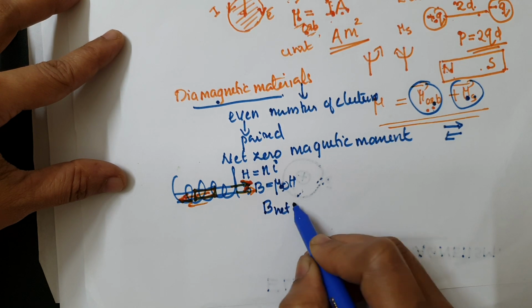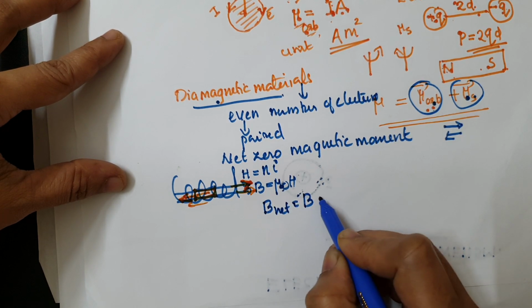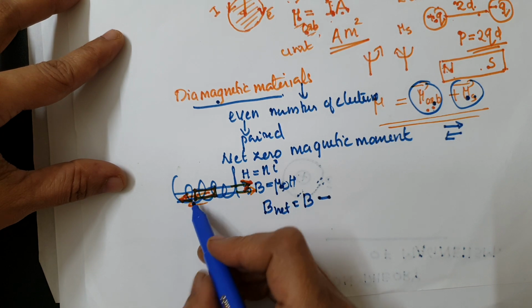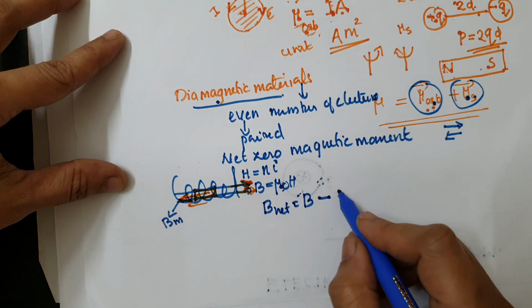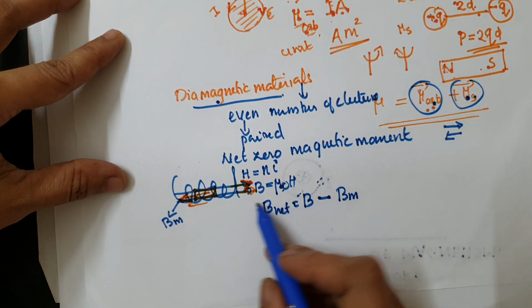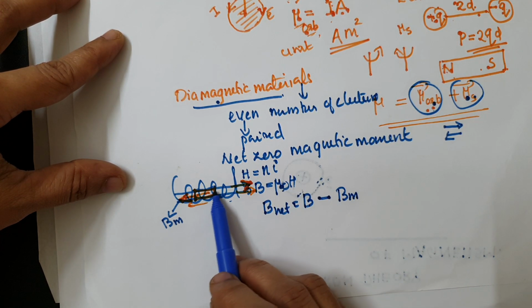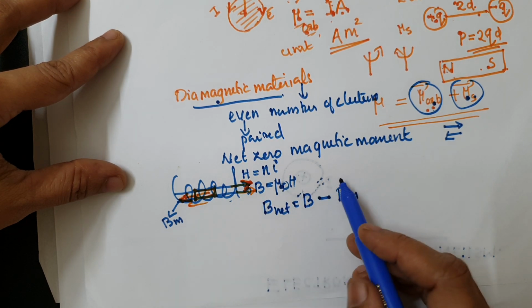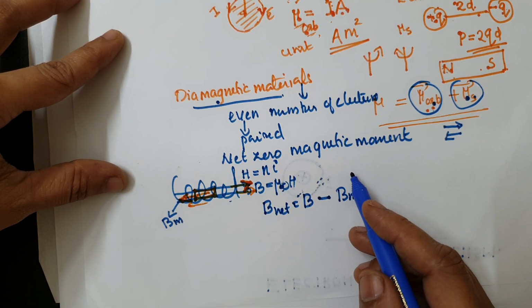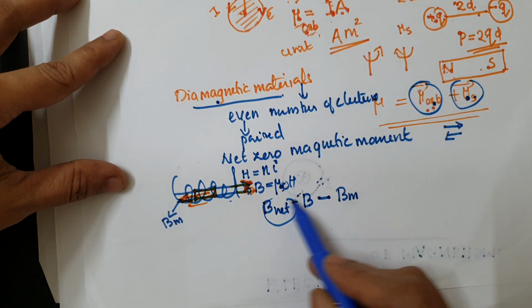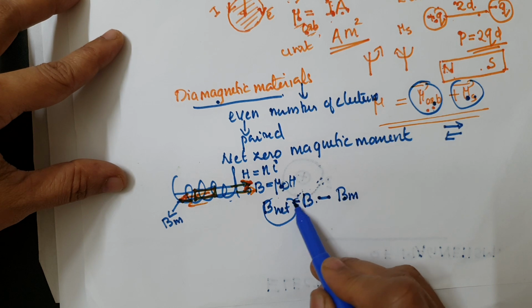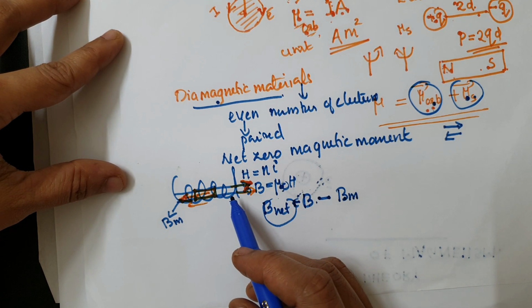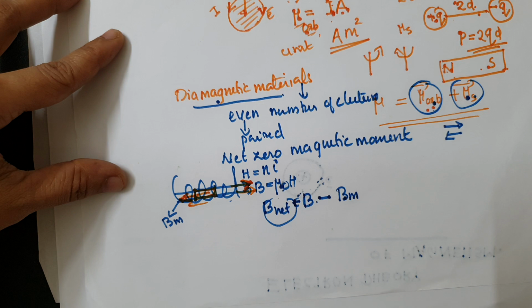can be represented as B minus Bm, where this is in the opposite direction, and this magnetic field is called Bm because of the diamagnetic material. That is, B is the external magnetic field, Bm is the magnetic field due to the diamagnetic material. That is, the net magnetic field will be reduced from the external. A diamagnetic material always decreases a magnetic field when it is placed in an external magnetic field.